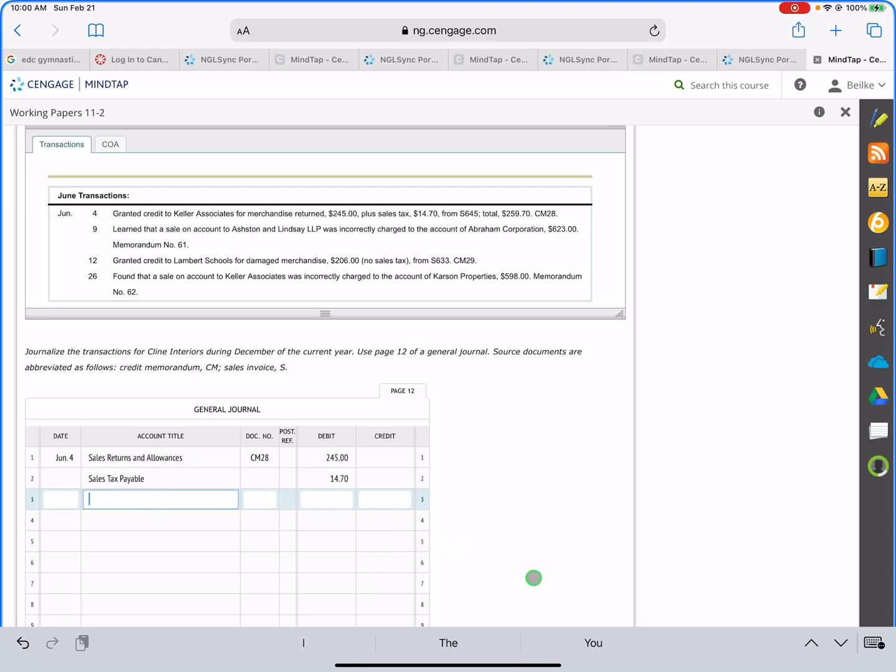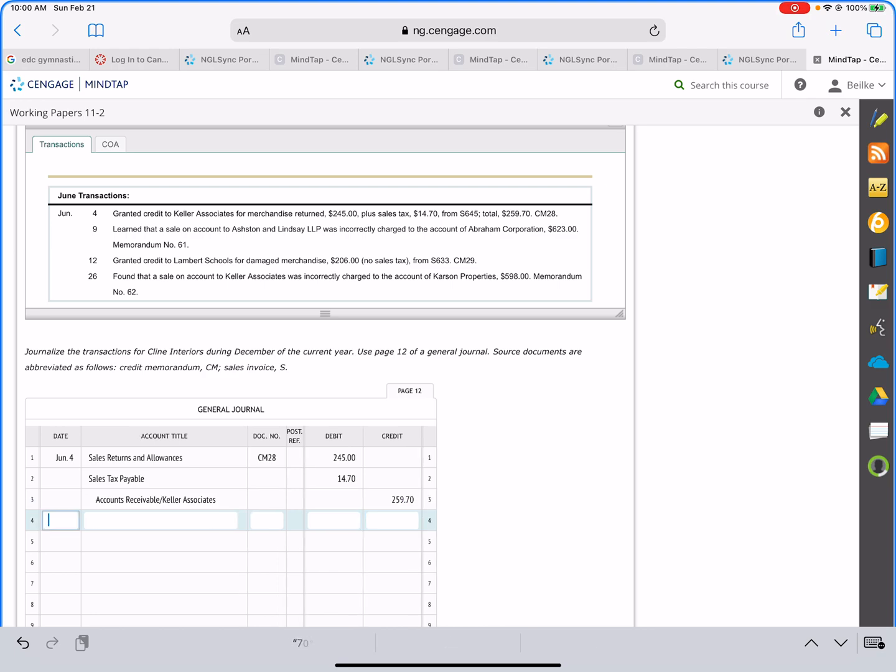And then we have to bring our account up to date, so it's accounts receivable. And then the name of our customer. Okay, accounts receivable, we are going to reduce the amount of their account for the amount of the sales and the sales tax, which is $259.70.